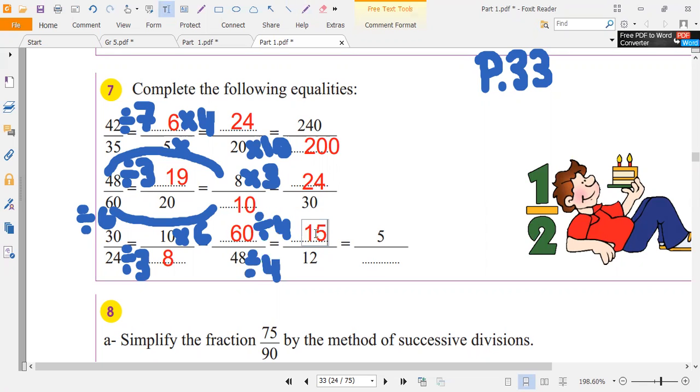Now 15 becomes 5. We divide it by 3. So here we have to divide 12 by 3. Divide 12 by 3. We get 4.